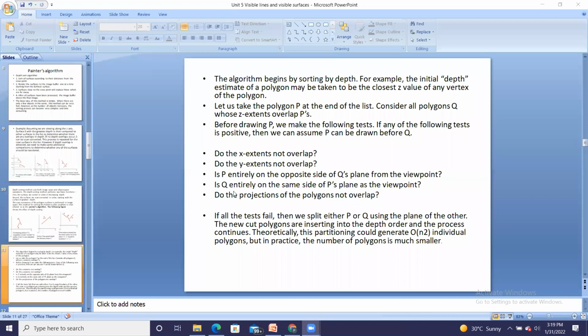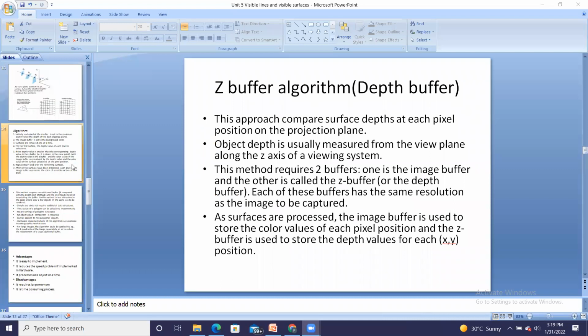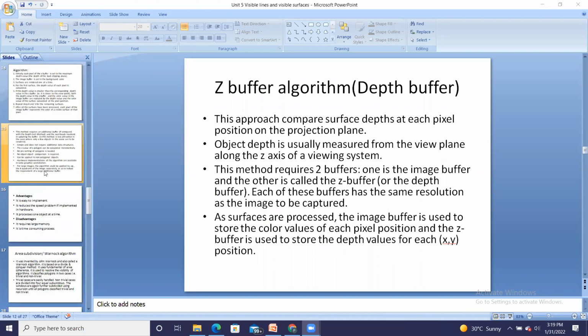Okay, so these are the 5 steps. And the last step is the projections we have to carry out. Okay, so that is about the Painter's algorithm. And now the last algorithm is remaining, that is area subdivision, or it is also called the Warnock algorithm.